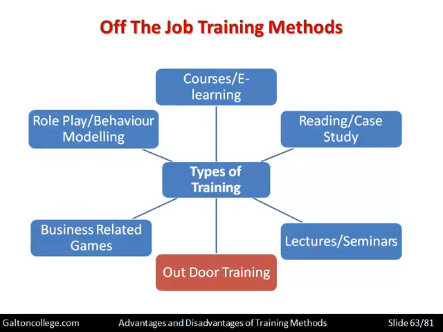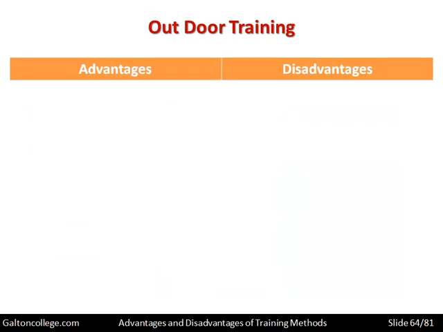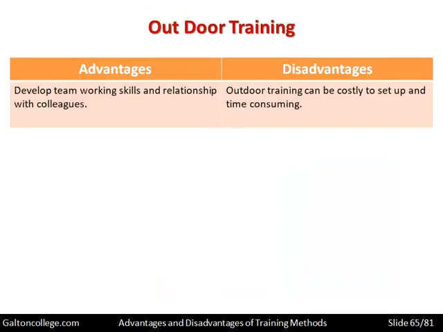Now let's go to outdoor training. And again, advantages and disadvantages. Well, advantages: it develops team working skills and relationships with colleagues. It's outside, it's an activity, they tend to work in teams, they tend to work together, they get to know each other, and they build up working relationships.